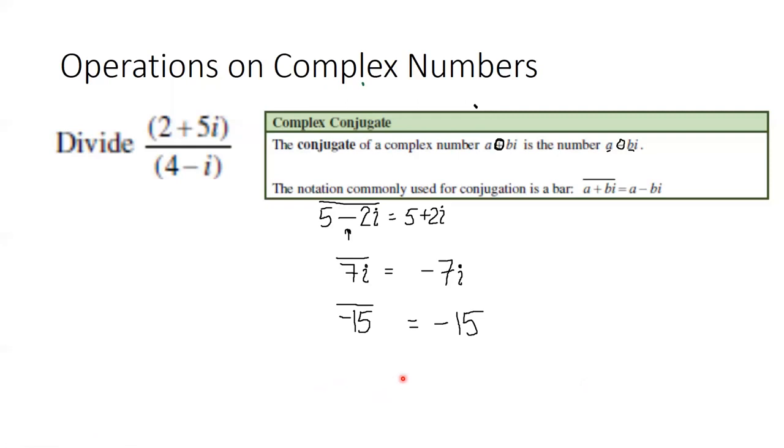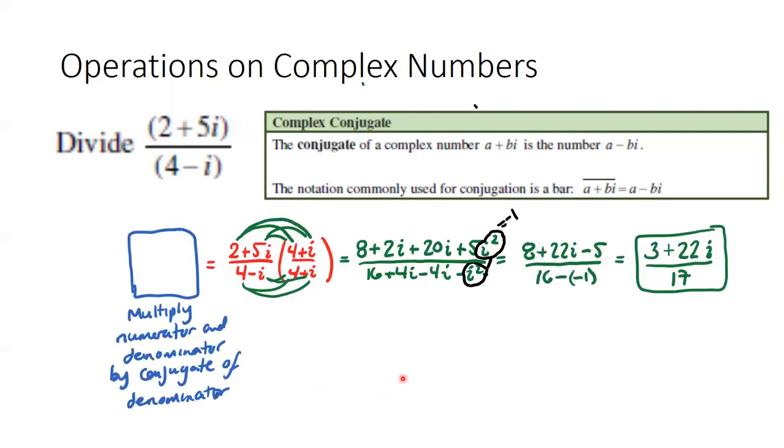Why are we even worried about conjugates? Well, let's suppose we wanted to actually do this division. Now here's the rub. We can't do division by a complex number. Can't do it. Back in the day, the thing we had to use to do divisions were slide rules. And slide rules could only work with real numbers that were rational. So the notion of taking 2 plus 5i and dividing it by 4 minus i is completely ridiculous.